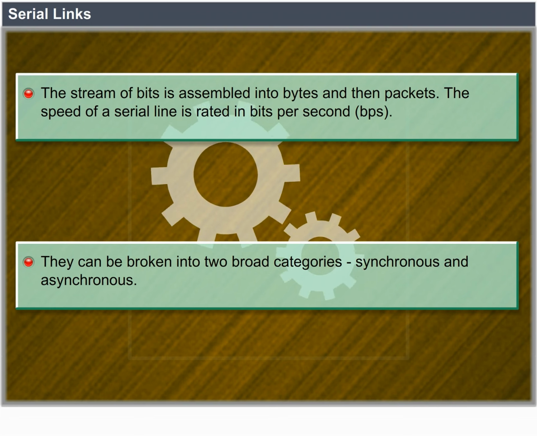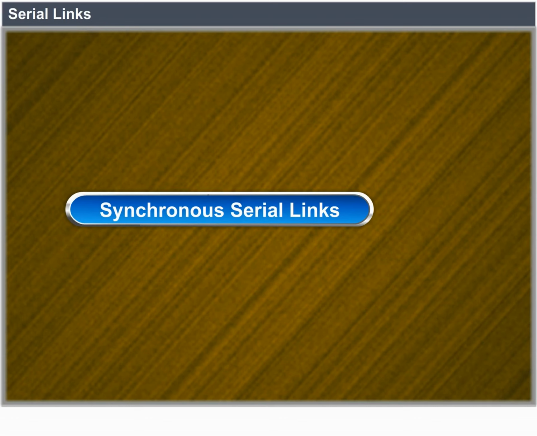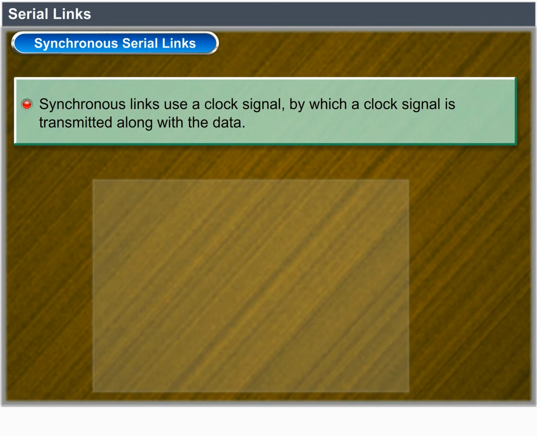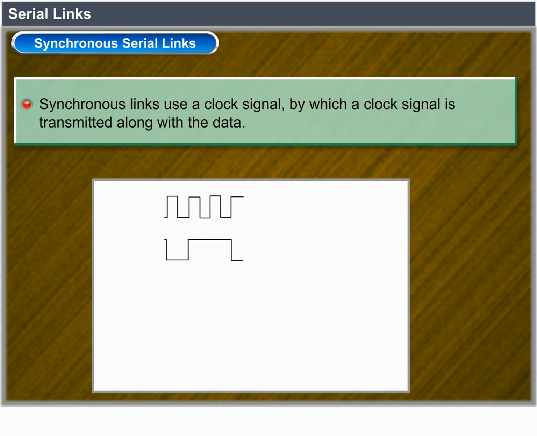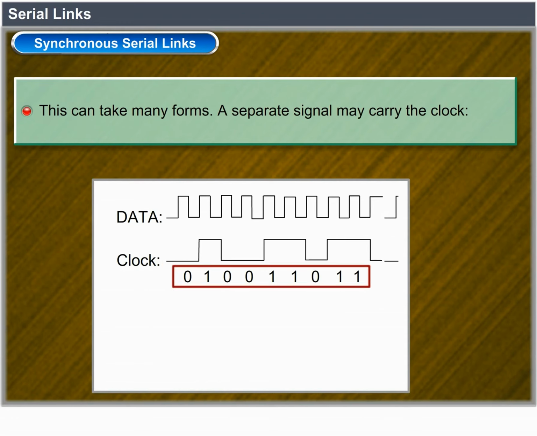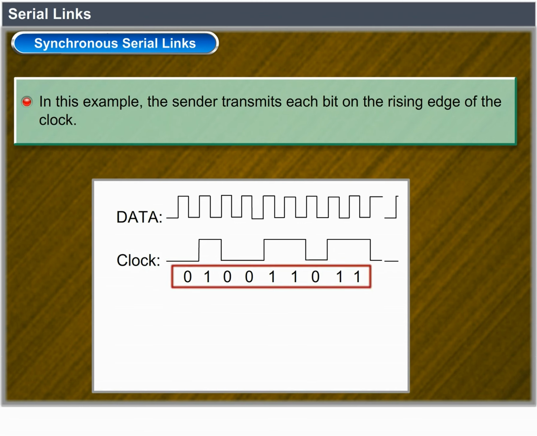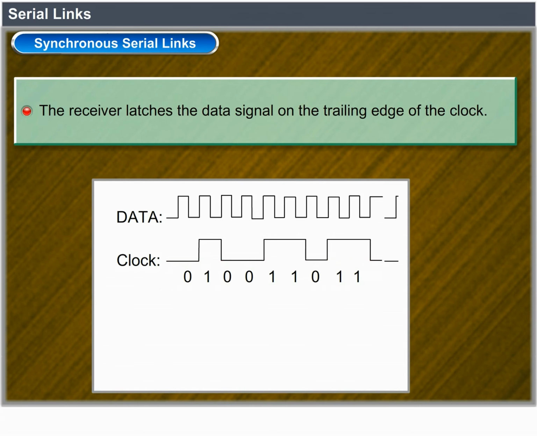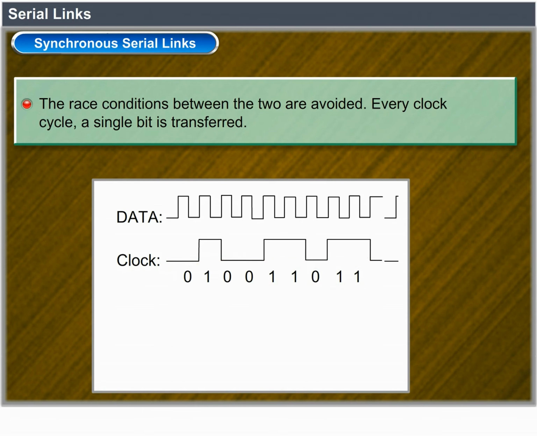Synchronous serial links. Synchronous links use a clock signal, which is transmitted along with the data. This can take many forms. A separate signal may carry the clock. In this example, the sender transmits each bit on a rising edge of the clock. The receiver latches the data signal on the trailing edge of the clock. The race conditions between the two are avoided. Every clock cycle, a single bit is transferred.